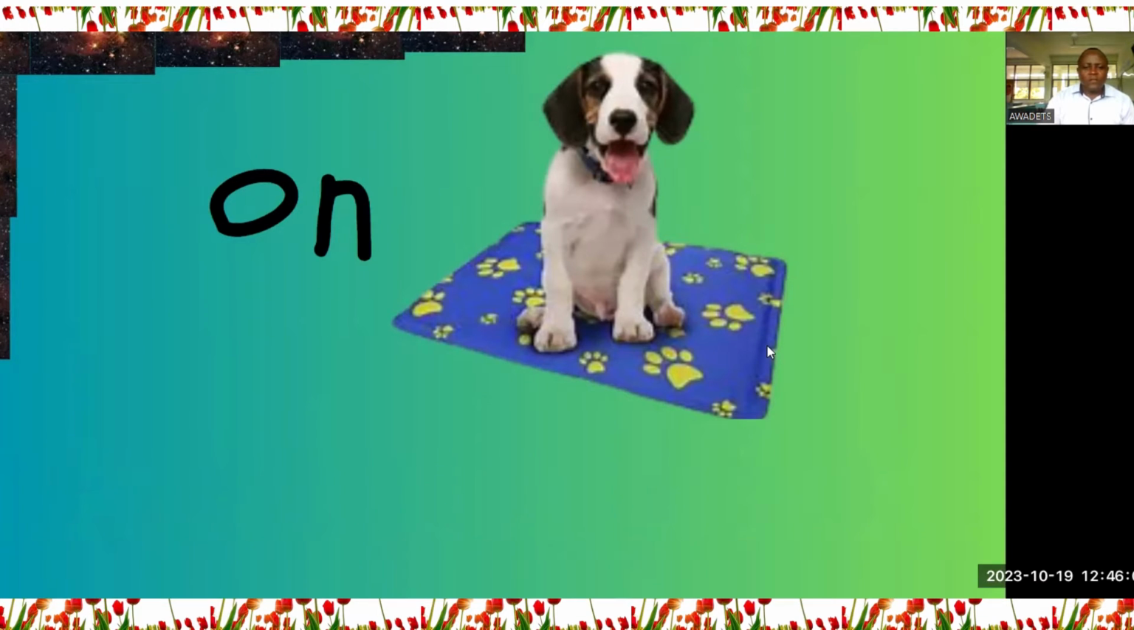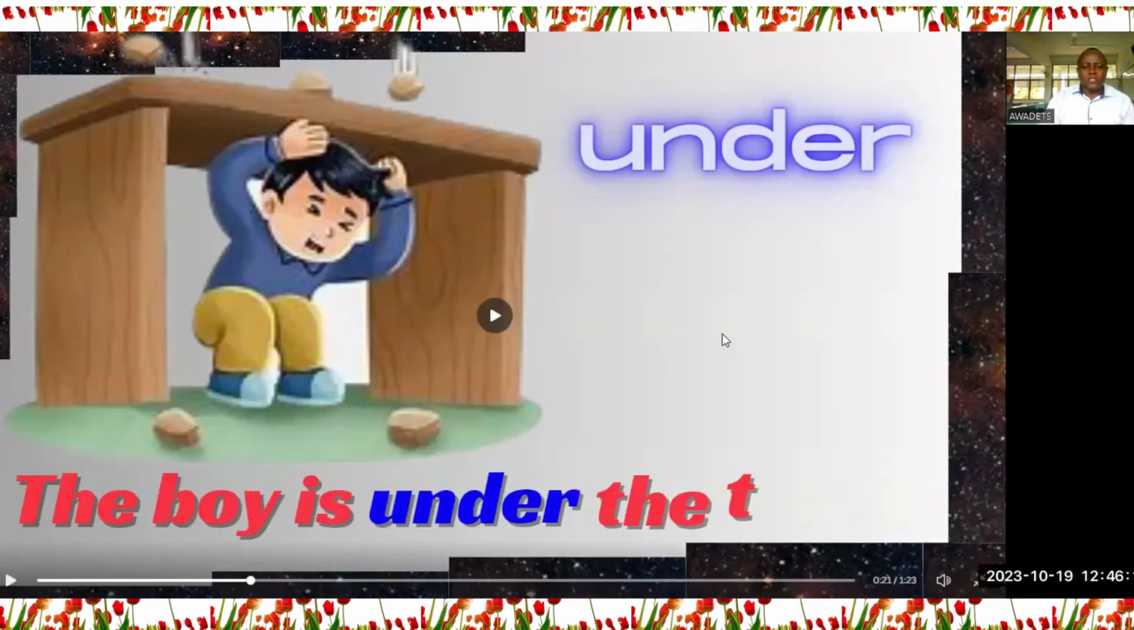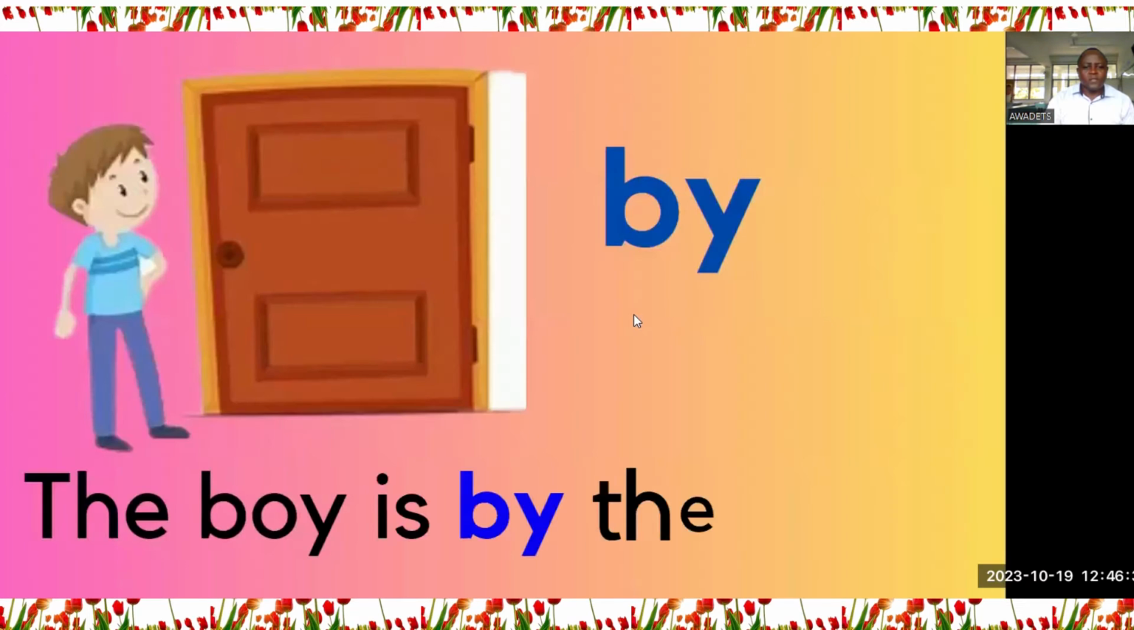The next preposition we're going to look at is under. Under. Look at the boy. The boy is under the table. Under. Where is the boy? Look at the boy.